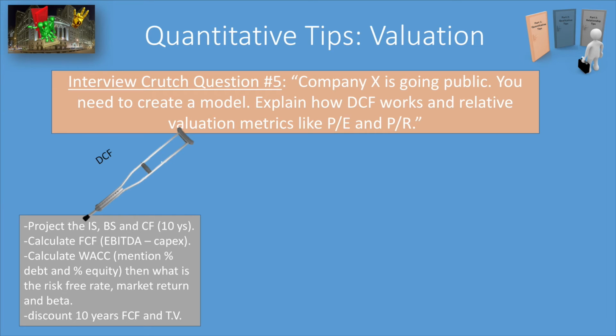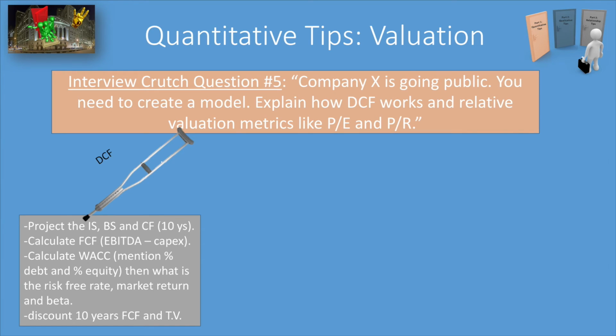Then you're going to calculate free cash flow, which is quite simply EBITDA, from your income statement, minus CapEx. Then you're going to calculate the weighted average cost of capital, which we did in section 2. If you have questions on how to do this, go to section 2, please, the modeling portion of it. Mention the percent of debt and equity for the WACC, and then what the risk-free rate, market return, and beta are.